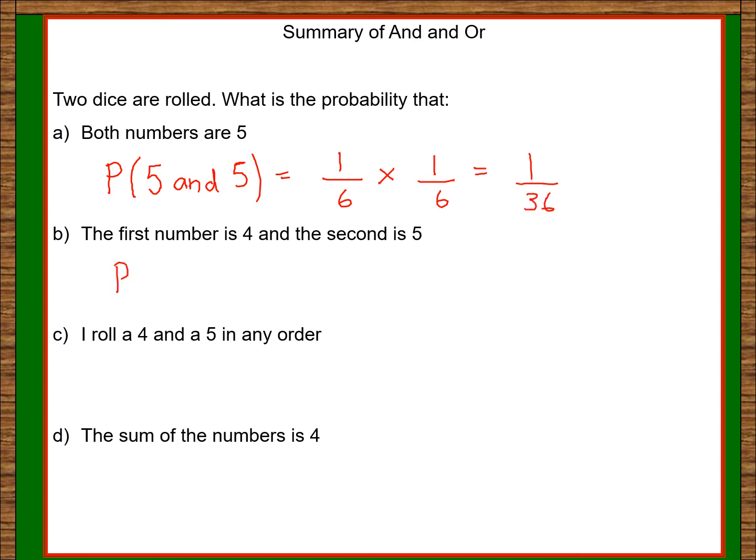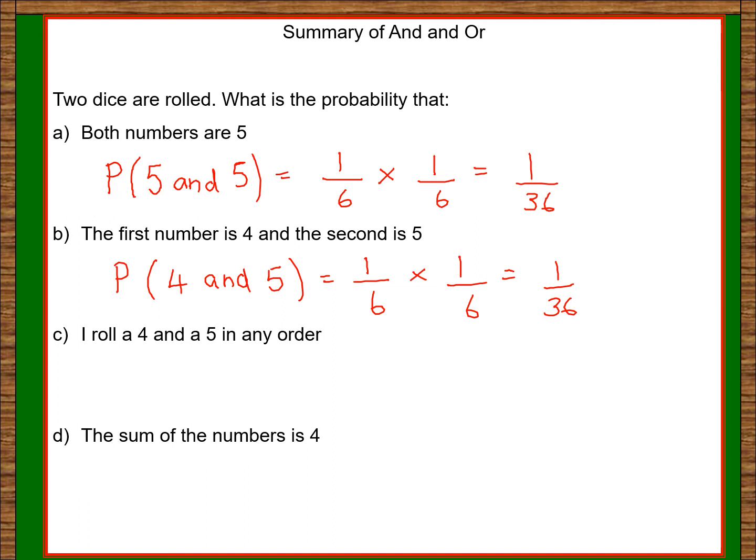In B, we want a 4 followed by a 5. Again, the probability of getting a 4 on dice 1 is 1 out of 6. And the probability of getting a 5 on dice 2 is 1 out of 6. And the AND rule says that we multiply, so it's the same probability. In fact, all the probabilities when we roll 2 dice are 1 out of 36. All the outcomes are 1 out of 36. There are 36 outcomes when we roll 2 dice.